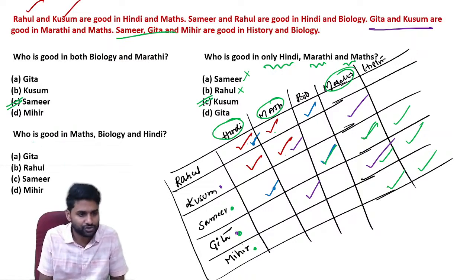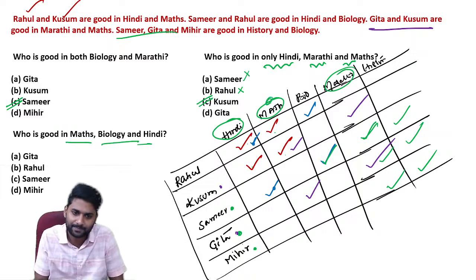Let's go through question number 3. Who is good in maths, biology, and Hindi? So who is that person? We need three boxes to be ticked, so that person is wrong.